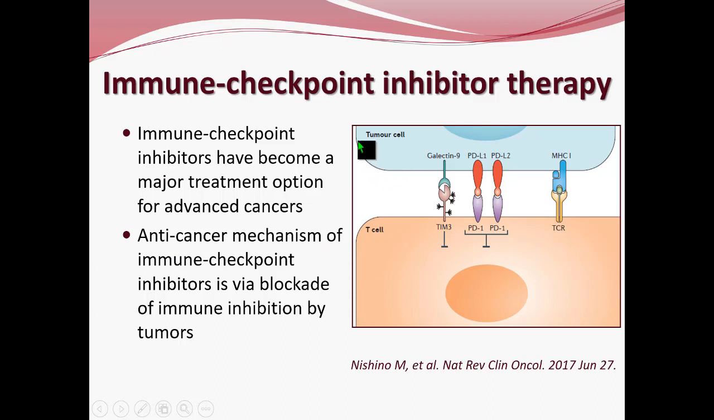What it means is that tumor cells already express immune checkpoint molecules such as PD-L1 that allow them to bind to the host T cell, send an inhibitory signal, and suppress the activity of T cells, so that they can escape from the immune attack, survive, and proliferate.